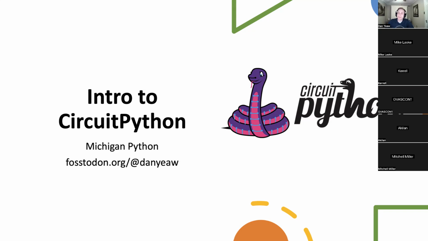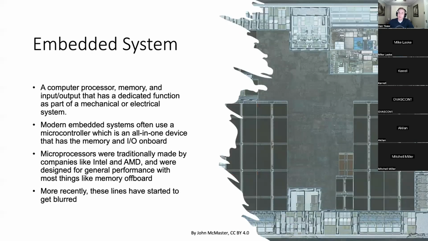I'm really excited to talk about Intro to CircuitPython. And we're going to have some fun learning about embedded development using Python. So first of all, what is an embedded system? There's kind of two main things. One is a computer, an embedded system itself, which has a processor, memory, and input-output. And it's normally dedicated towards doing something, especially mechanical or electrical systems.